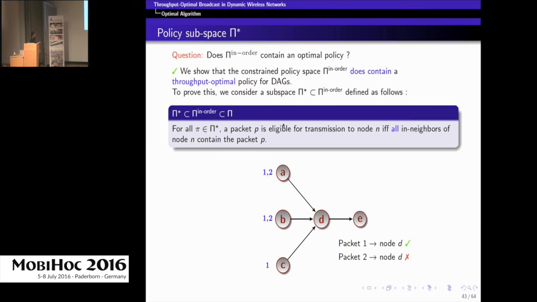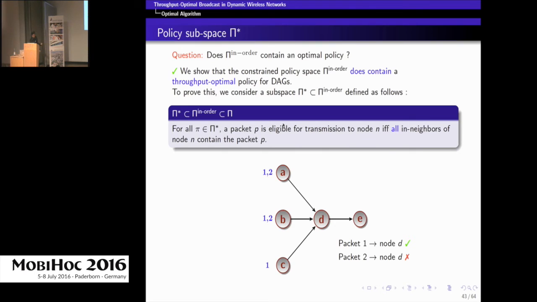I will not describe it abstractly; I will just give you an example so that it will be clear. Pi star means a node D can only receive a packet if and only if this packet is present at all of its in-neighbors. Look at node D. It has three in-neighbors A, B, C. A has received packets 1, 2. B has received packets 1, 2. C has received only packet 1. So packet 1 is present at all of its in-neighbors, but packet 2 is present at nodes A and B, but not at C. That means according to the pi star policy space, node D can receive packet number 1, but it cannot receive packet 2 yet. This is the restriction I am putting.